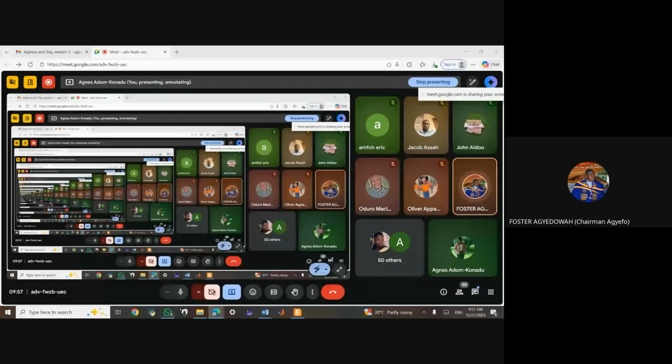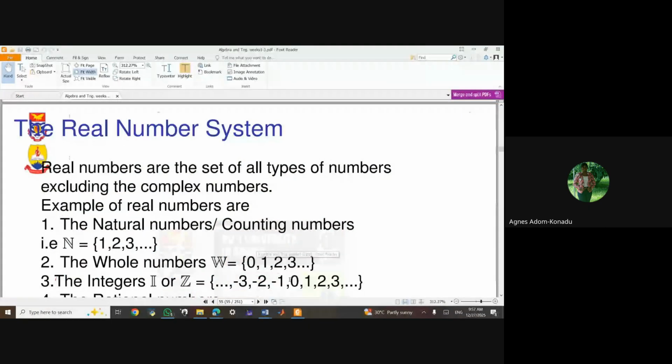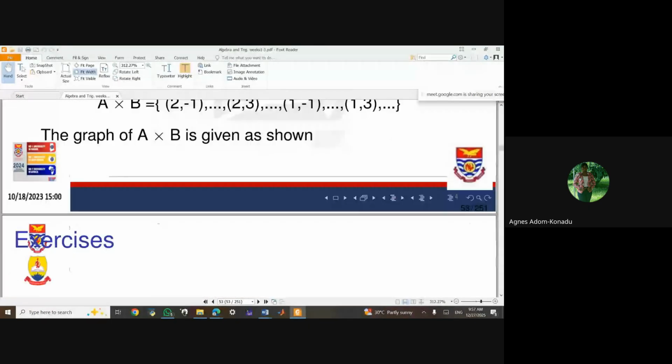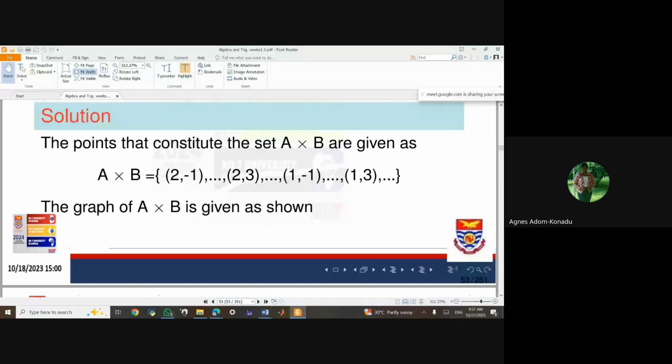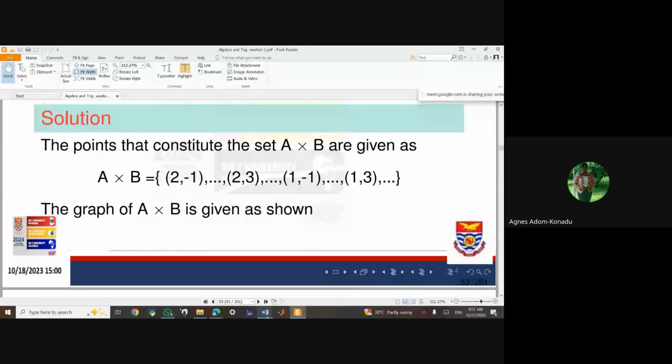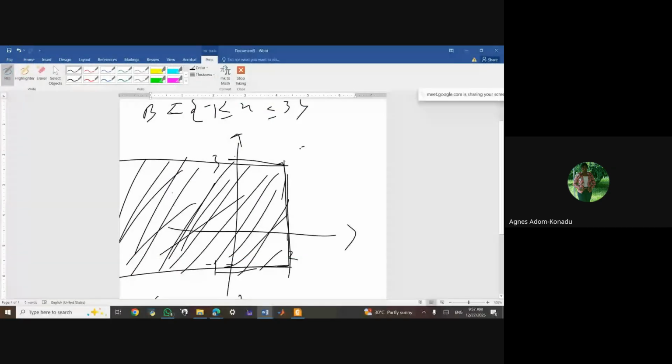Okay. Then you can talk about something small about the endpoints. So this one, you can talk about this end. This is 2, 3, and this is 2, -1. So you can talk about this point, and then the rest is going to infinity. Okay, thank you. You're welcome.